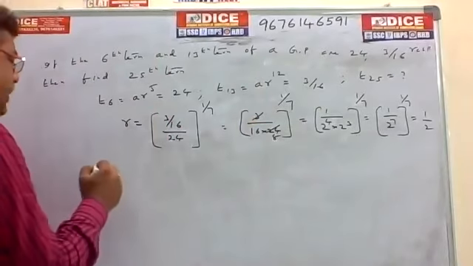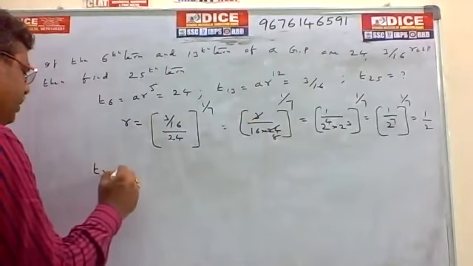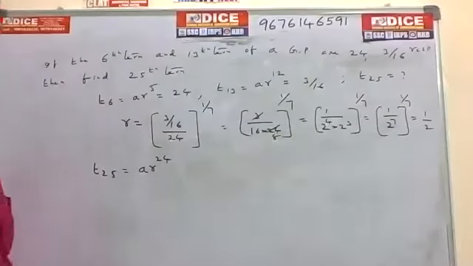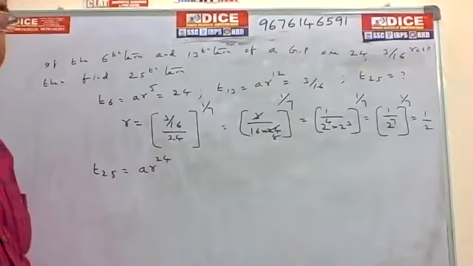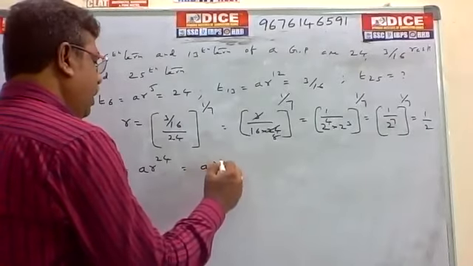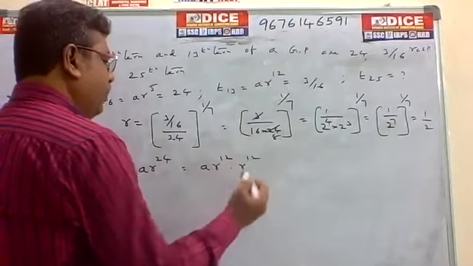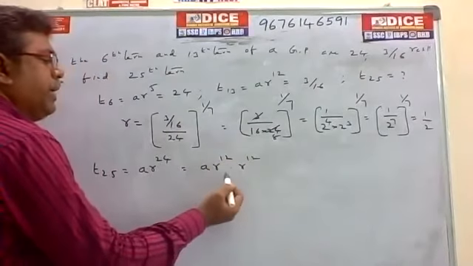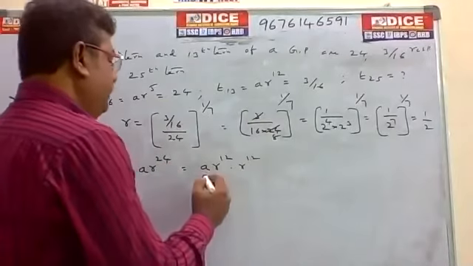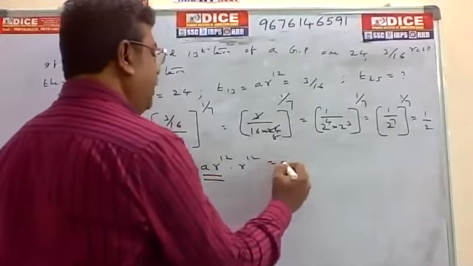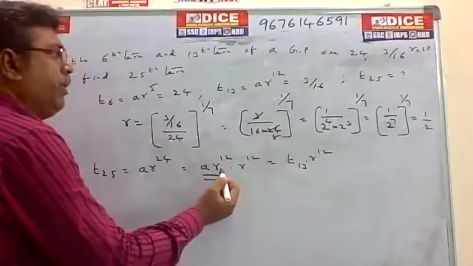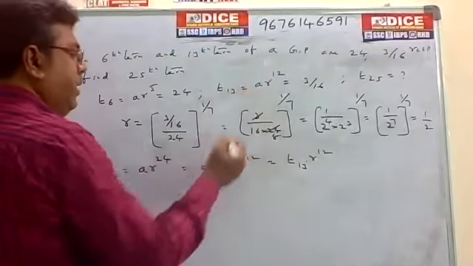Now we have to find out T25. T25 is equal to A into R to the power of 24. This I am writing like this: A into R to the power of 12 into R to the power of 12. Bases are equal, powers adding, so 24 is the answer. Now this is nothing but T13 into R to the power of 12, since A into R to the power of 12 is T13.